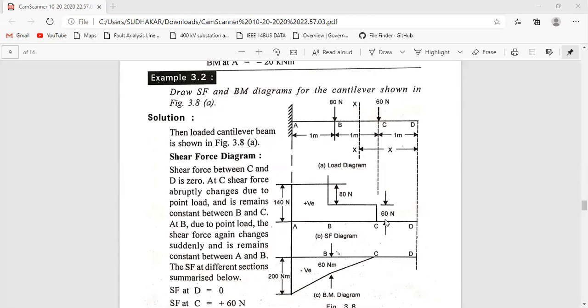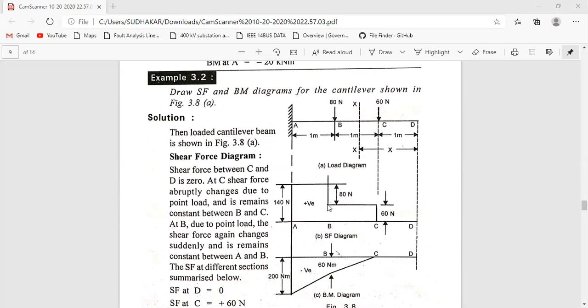So the line will be the same as the baseline. There is no force. After the application of C, after point C, we have 60 newtons, so it rises to 60 newtons. From here to here there is no shear force, there is no point load here. So the span will be idle, so the shear force will be constant.